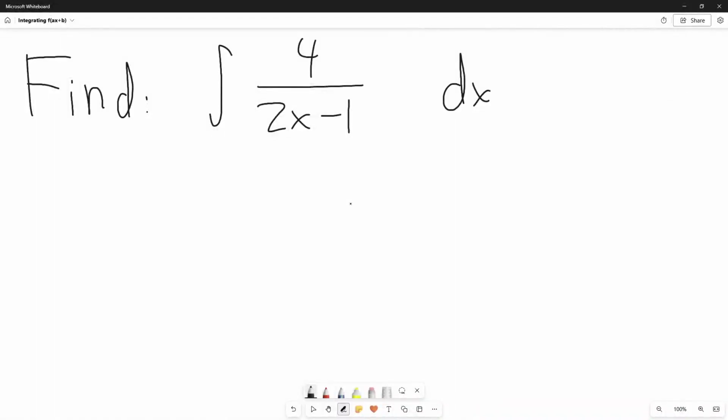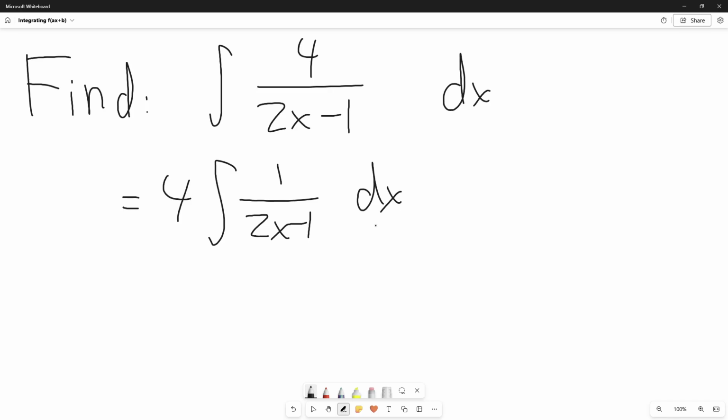Now let's do one last practice problem. If you think you know how to do this one, then pause the video and do it. This one says find the integral of 4 over 2x minus 1 times dx. And what we can do first is just put this 4 out and make it 4 times the integral of 1 over 2x minus 1 dx. And you can notice that this is just going to be our ax plus b, so 1 over 2x minus 1, which means that our function is 1 over x.